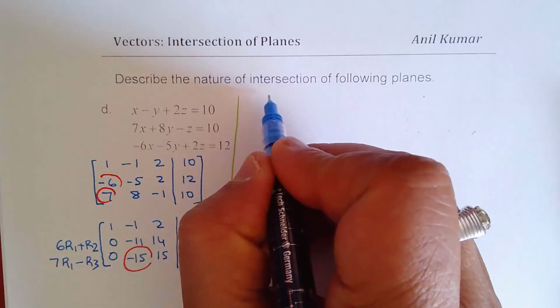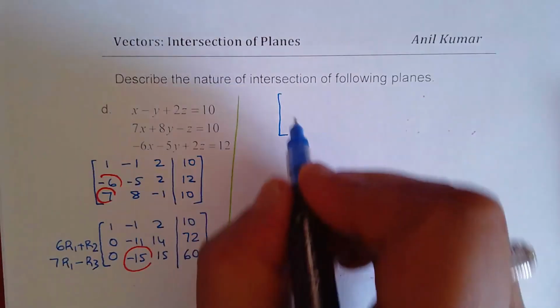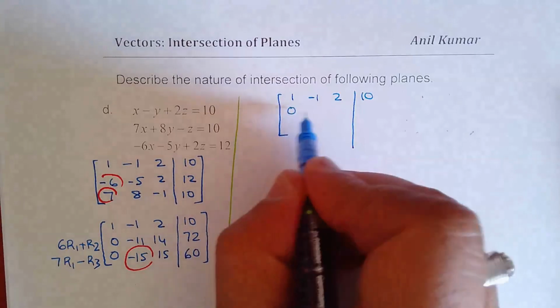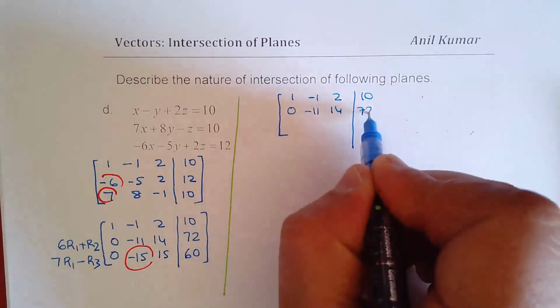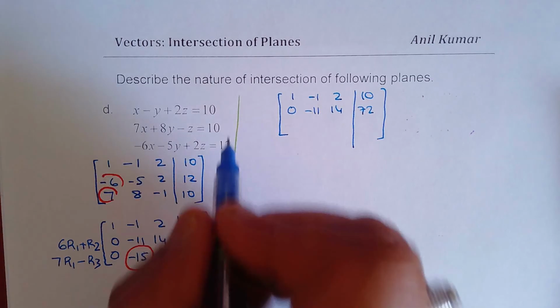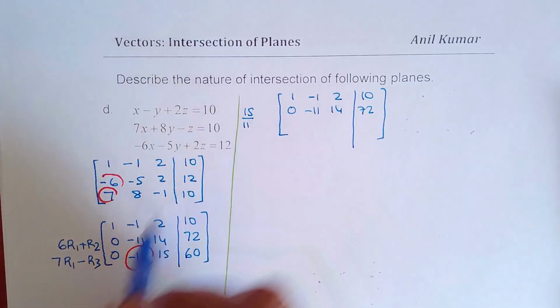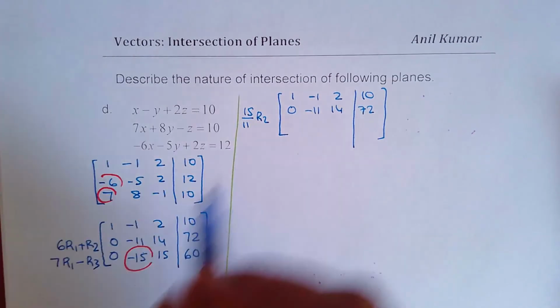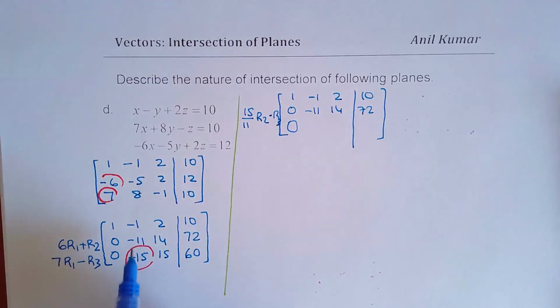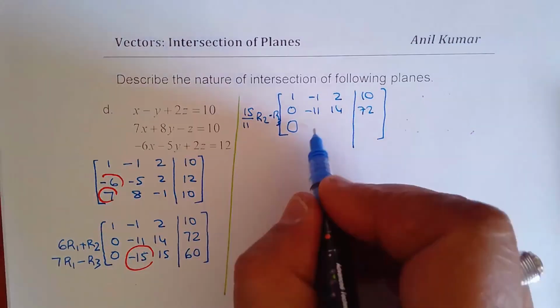We'll rewrite the first two equations, which are 1, minus 1, 2, 10. Second one is 0, minus 11, 14, and 72. The third one, we want to make this 0. So we'll multiply the second equation by 15 over 11. So we get 15 over 11 of R2. Then we'll take away R3, right, so this remains as 0. Here, when you multiply by 15 divided by 11, you get minus 15 on the top, and when you take away, you do get 0.